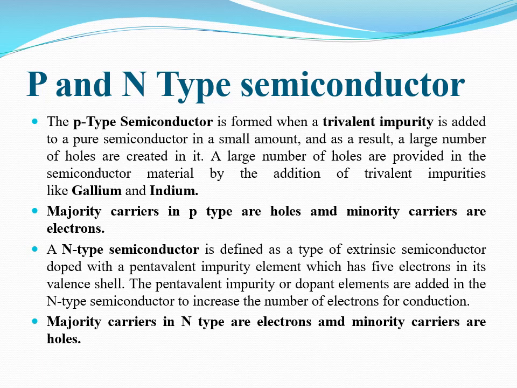Now next is n-type semiconductor. This is defined as a type of extrinsic semiconductor doped with a pentavalent impurity element, which has 5 electrons in its valence shell. Majority carriers in n-type are electrons and minority carriers are holes.